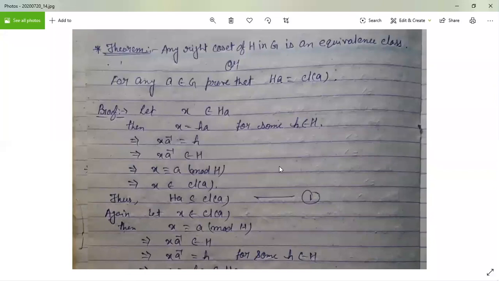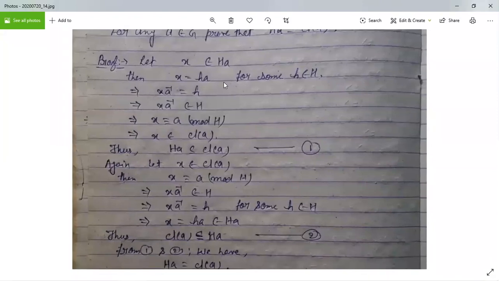Now, let us see one theorem on cosets. Any right coset of H in G is an equivalence class. Or simply, for any A belonging to G, we have to prove that capital H small a equals class of A. For the proof of this theorem, let X belong to HA. Then X equals small h small a for some h belonging to capital H.